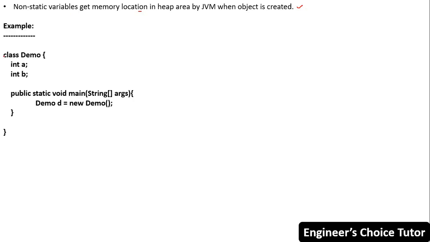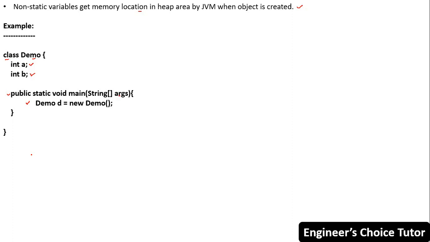So I have here the class Demo, and I have declared two instance variables. One is int a, another one is int b. And then I have the public static void main method. The argument is String array args. And inside this I have this line: Demo d is equal to new Demo parenthesis.